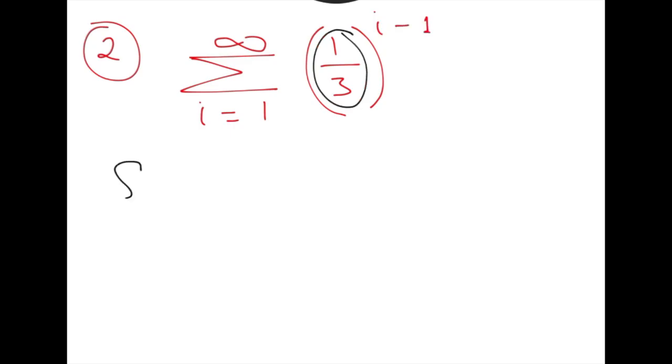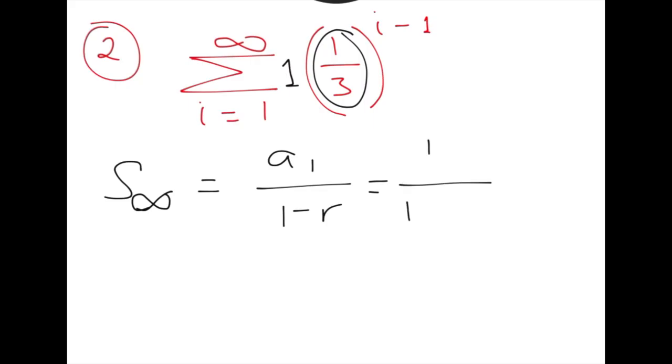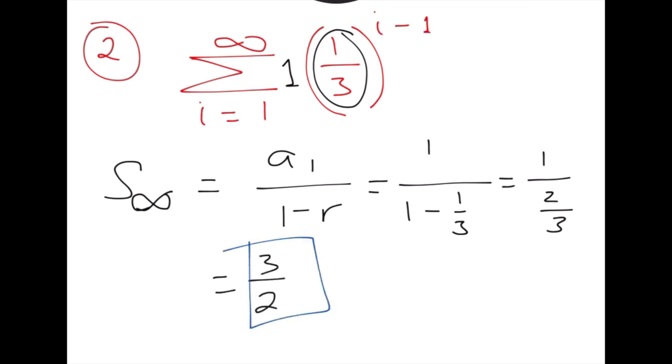So the infinite sum, again in our case a1 is 1, so I have 1 over 1 minus 1/3, so that would be 1 over 2/3, that would be 3 over 2, and that's your answer.